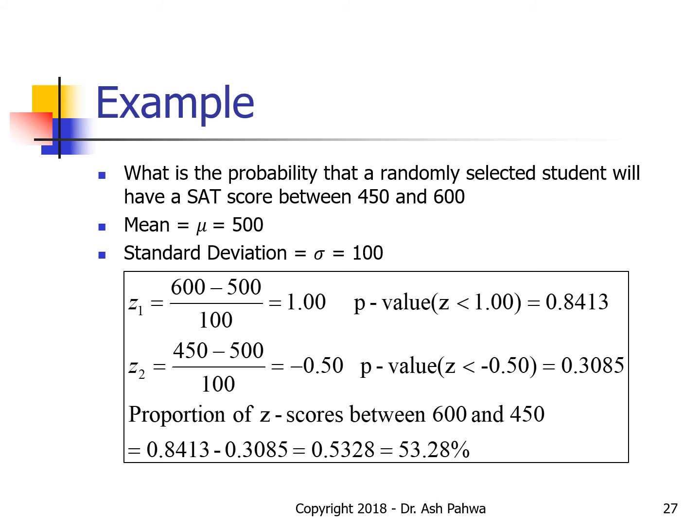Now let us compute the second point, which is 450. The z-value is 450 minus 500 over 100, which comes out to be negative 0.50. The corresponding p-value is 0.3085. Next, we want to know what is the proportion of z-scores between 600 and 450 happens to be. To determine this, we simply subtract 30.85 from 84.13. The answer is going to be 53.28.